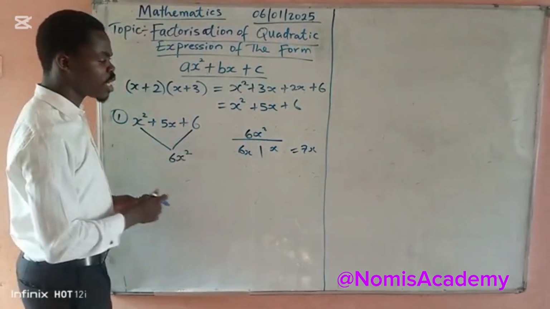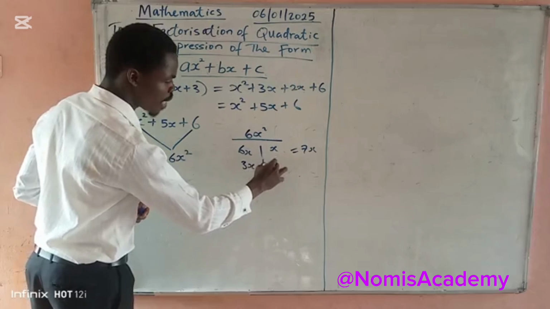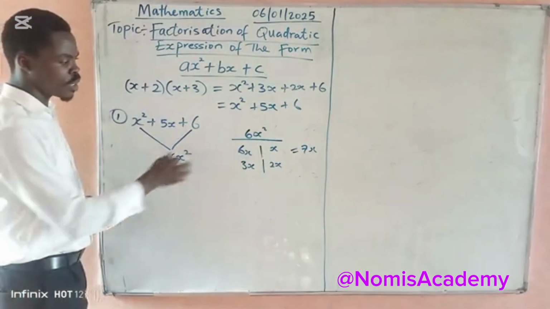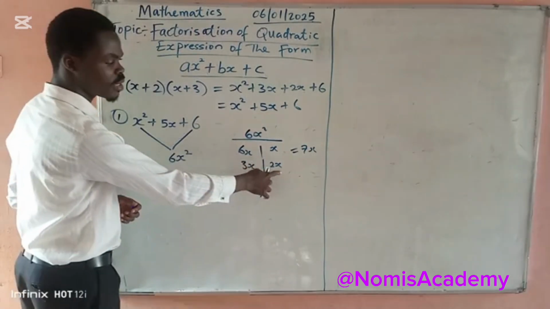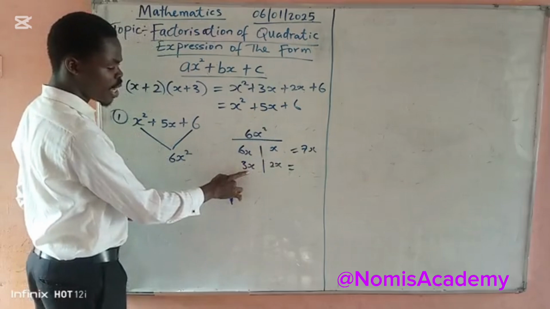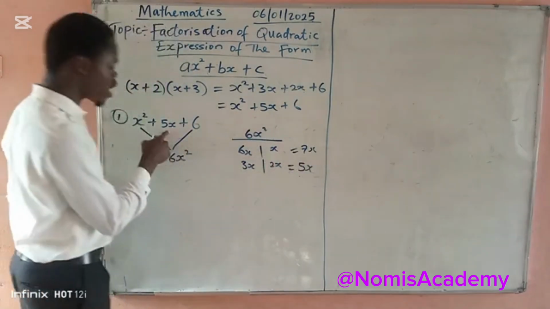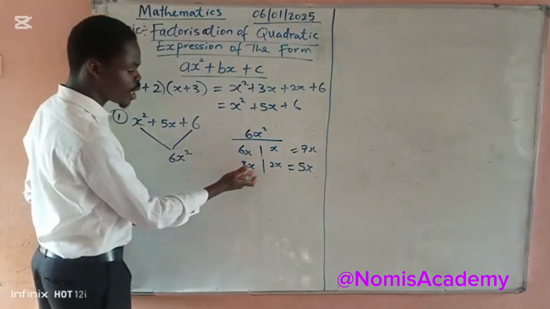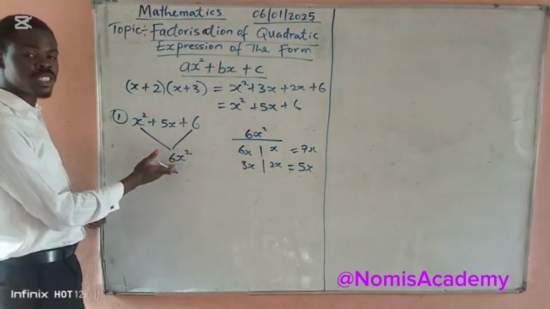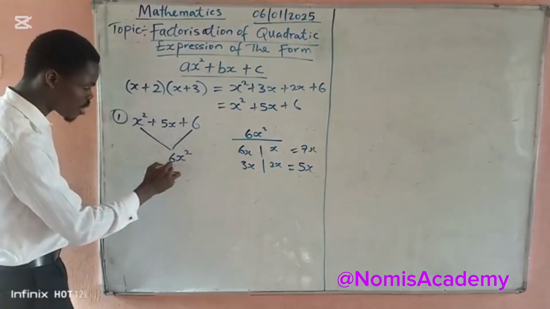Other factors of 6x squared are 3x and 2x. 3 times 2 is 6. X times x is x squared. Now the sum, 3x plus 2x, is what? 5x. And that is what we have here. So we are going to be using 3x and 2x as the factors of 6x squared that sum up to 5x.